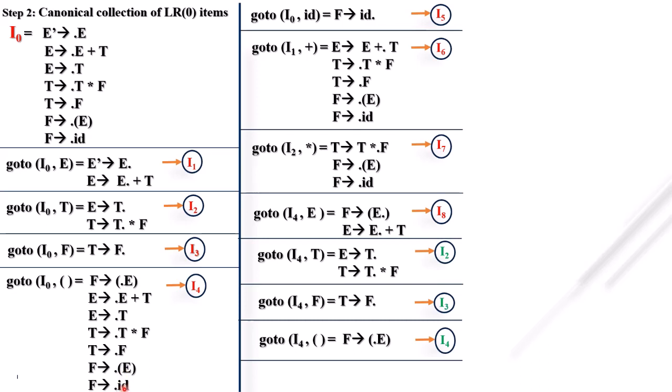Next one is I4 of ID. Dot is before this terminal symbol, that's why we have to perform the go to operation here. What is our next? Go to I4 of ID. So what we get, F tends to ID dot. Dot is shifted from left to right. So this production is also there in I5, so we simply give the name I5.